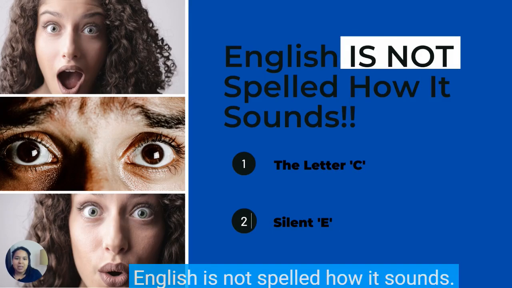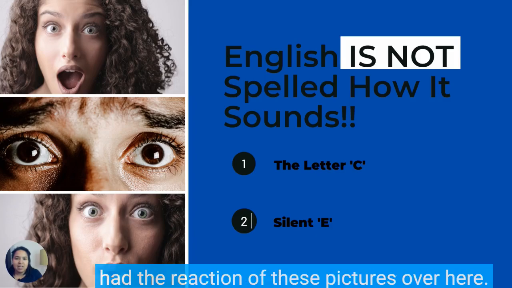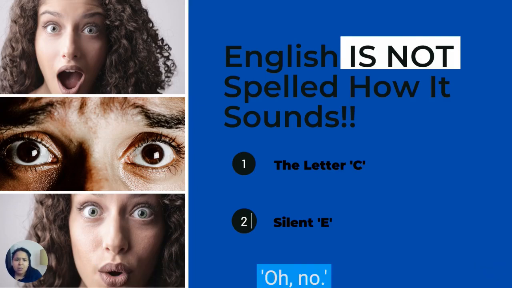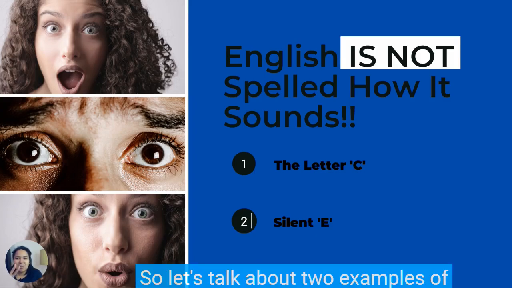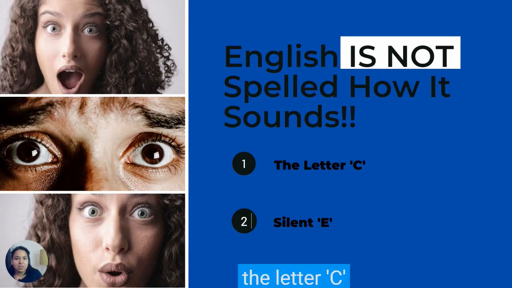English is not spelled how it sounds. You may have, when you first learned that, had the reaction of these pictures over here. What? Oh no. Okay. So let's talk about 2 examples of how it's not spelled how it sounds: the letter C and silent E.